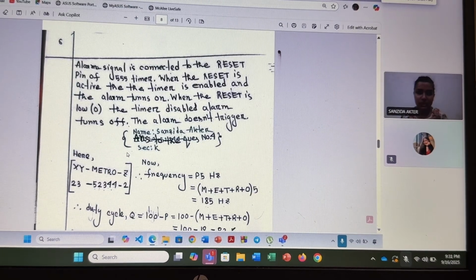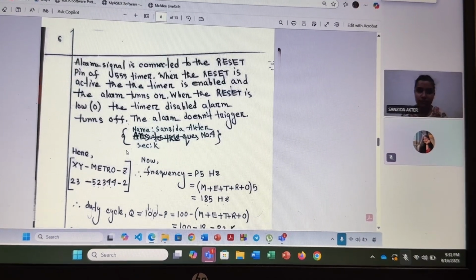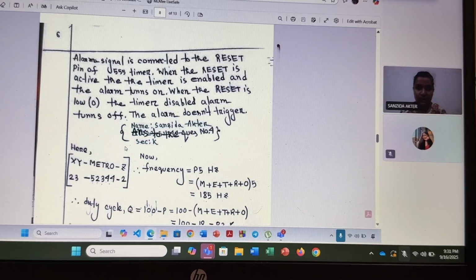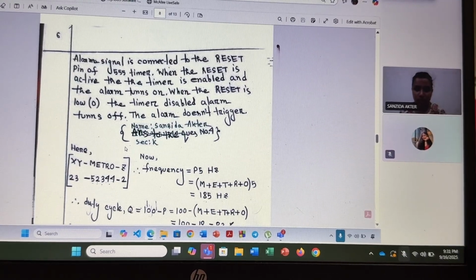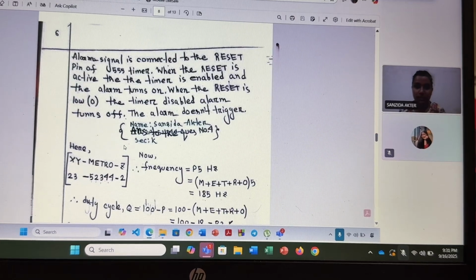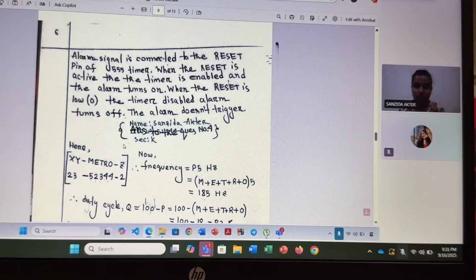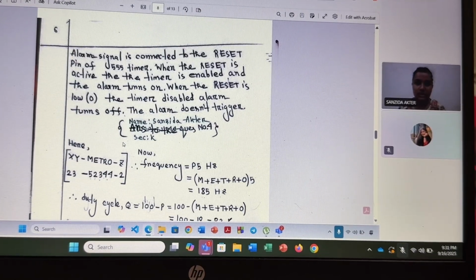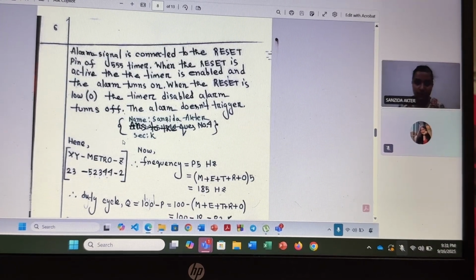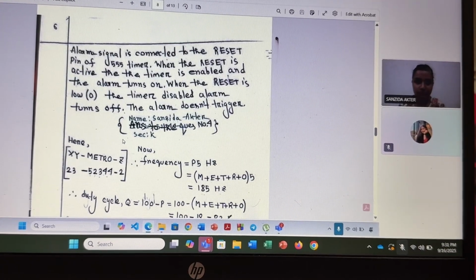The alarm signal is connected to the reset pin of the 555 timer. When the reset is active, the timer is enabled and the alarm turns on. When the reset is low, reset is 0, the timer is disabled, the alarm turns off, and the alarm does not trigger. This is the difference between when the reset is active and when the reset is inactive.